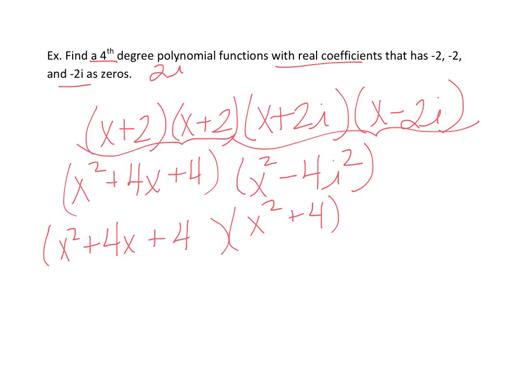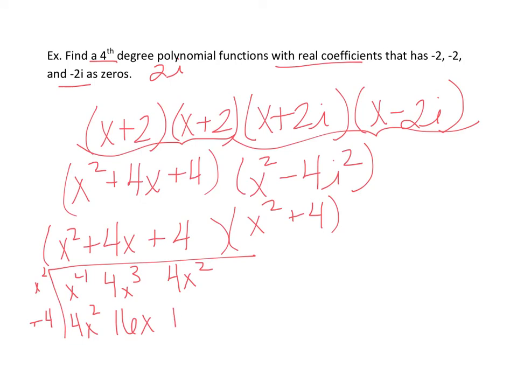And we're going to do all of our multiplying. I'm going to use the box method to multiply. So I'm going to put my shorter one on the side here. This gives me x to the 4th, 4x cubed, 4x squared, 4x squared, 16x, and 16.